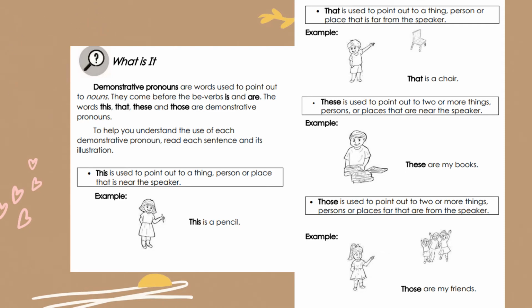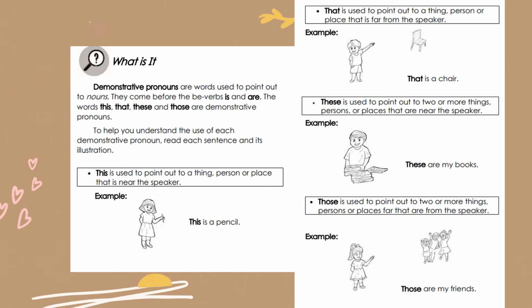This is used to point out a thing, person, or place that is near the speaker. Example, this is a pencil. That is used to point out a thing, person, or place that is far from the speaker. Example, that is a chair.